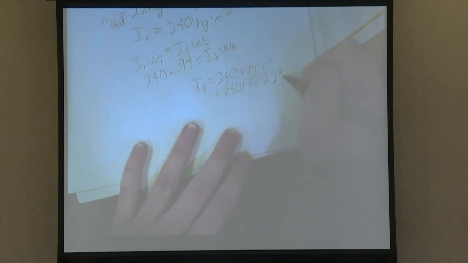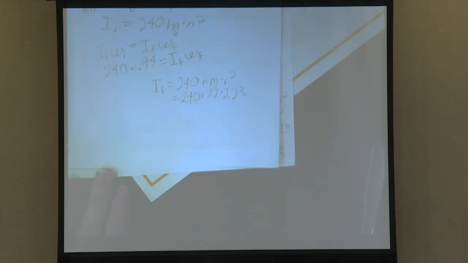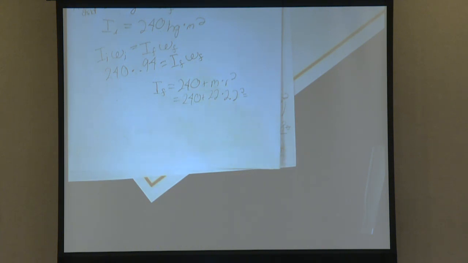It's just MR squared, not 1/2. Yeah, did I write 1/2? No, we use 1/2 MR squared for other things, I know. It gets confusing. Okay, so 240 times 22 times 2.2 squared.